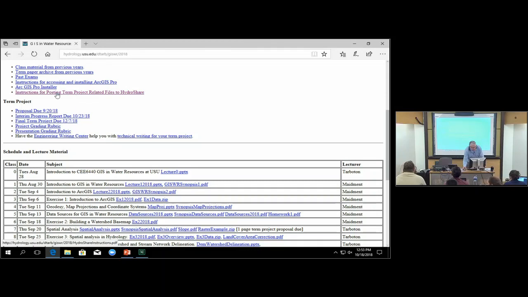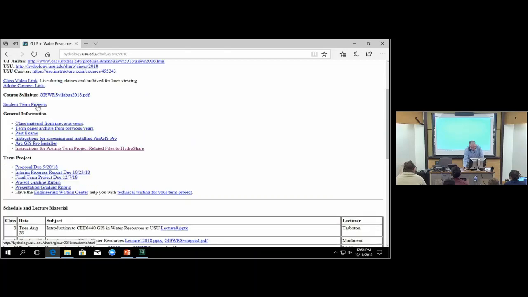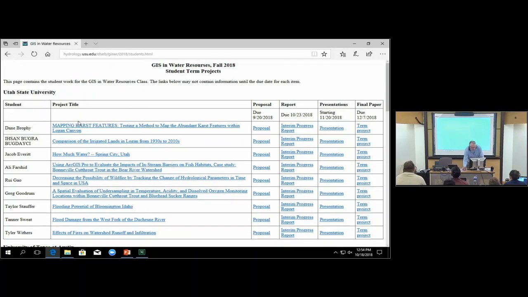Which one is that? Yeah, so wait, go further higher up. There's a students.html, just slide up a little bit more. Okay, there we are.